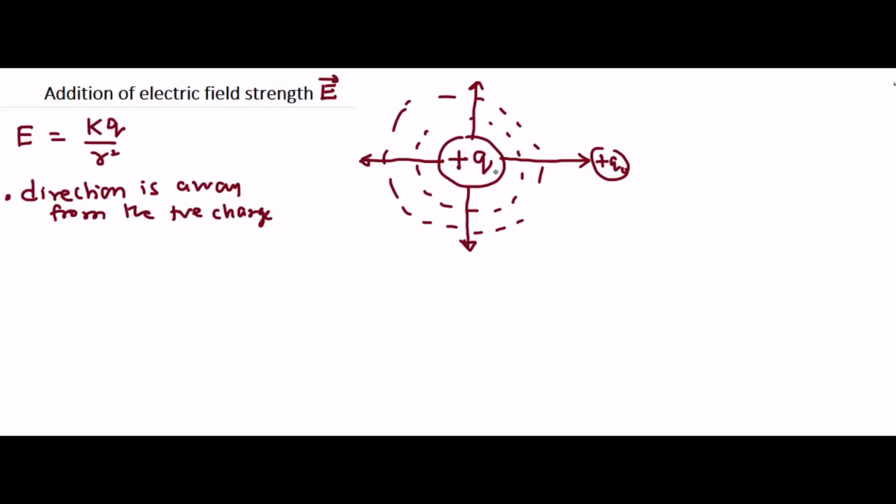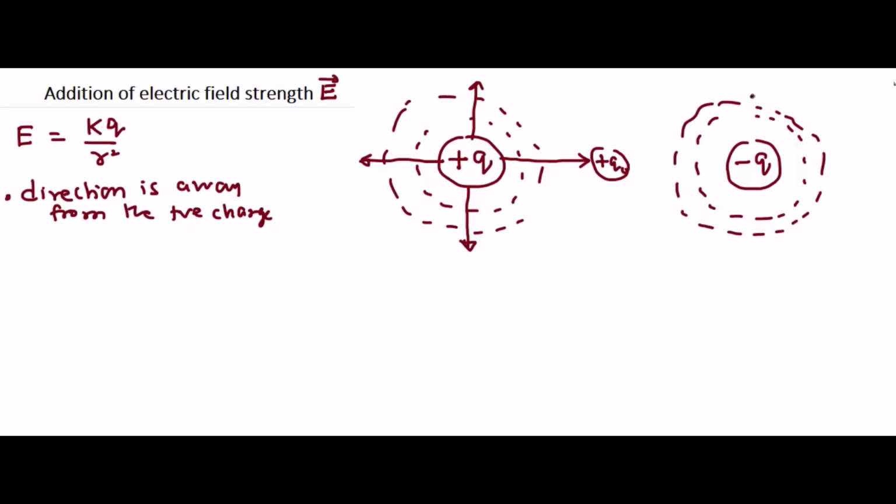And if I had taken a negative charge, that would also have its electric field around itself, and the direction of the electric field is towards the negative charge. The reason is, again, that for the definition of electric field strength, we say the amount of force acting on a unit positive charge. So if I place a unit positive charge over here, Q0, then this positive charge will experience a force towards the negative charge. Therefore, this is the direction of the force and also therefore the direction of the electric field.